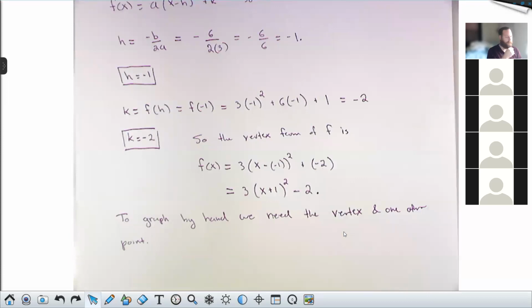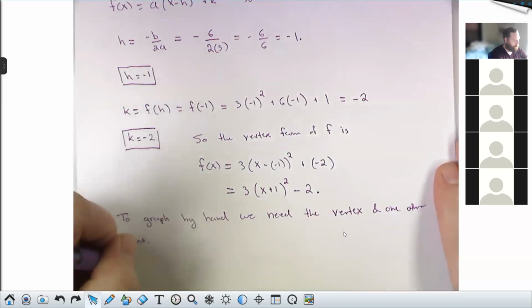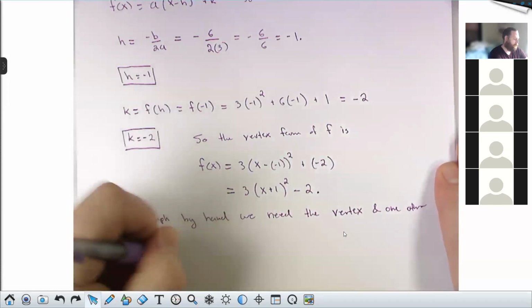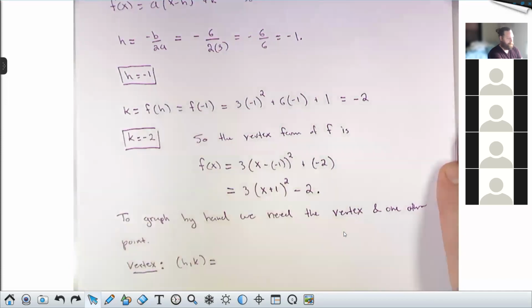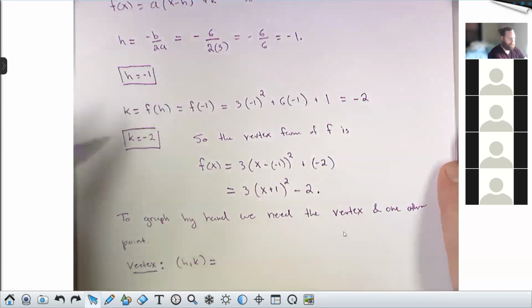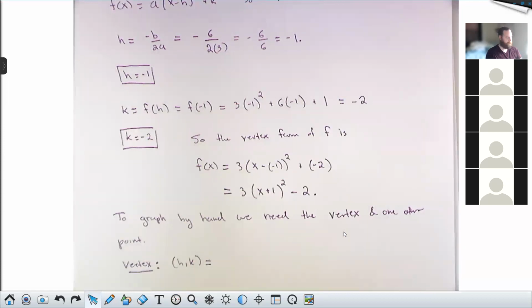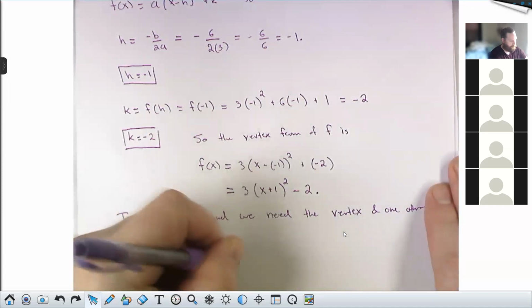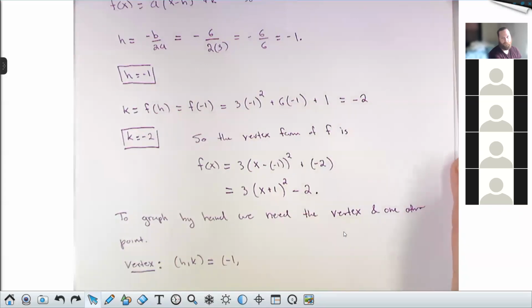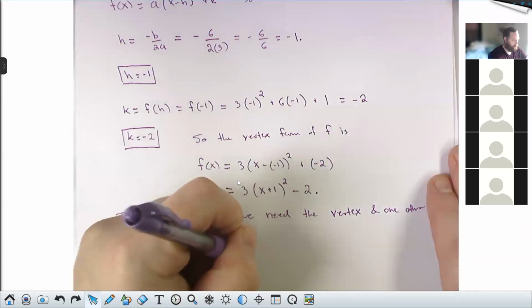Okay. So my vertex, that's always the point h comma k. We found that already. You can read it off from here, or you can read it off from here. What is h? -1. Yeah, h is -1. So this is the point -1 comma, what is k? -2. Excellent, thank you. Yeah, -2. Thank you also to Haley.